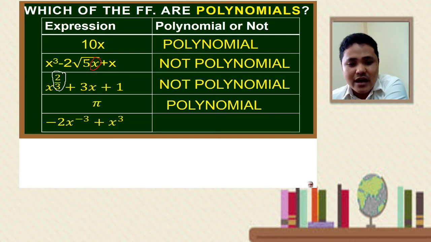Then lastly, we have negative 2x raised to the power of negative 3 plus x cubed. Is that a polynomial or not?